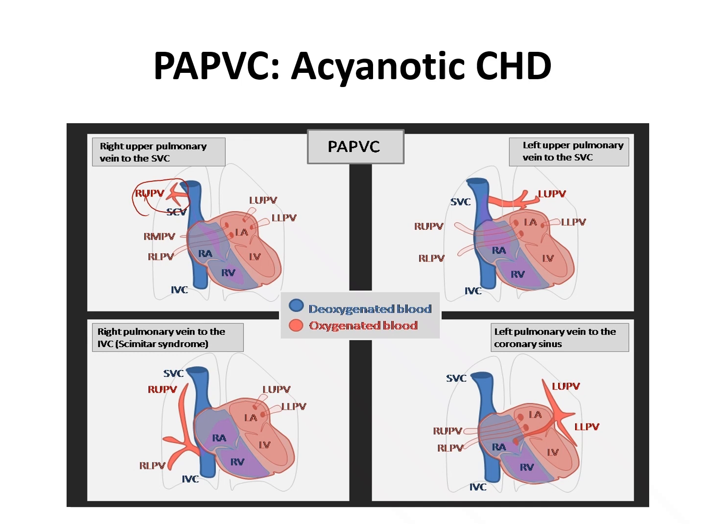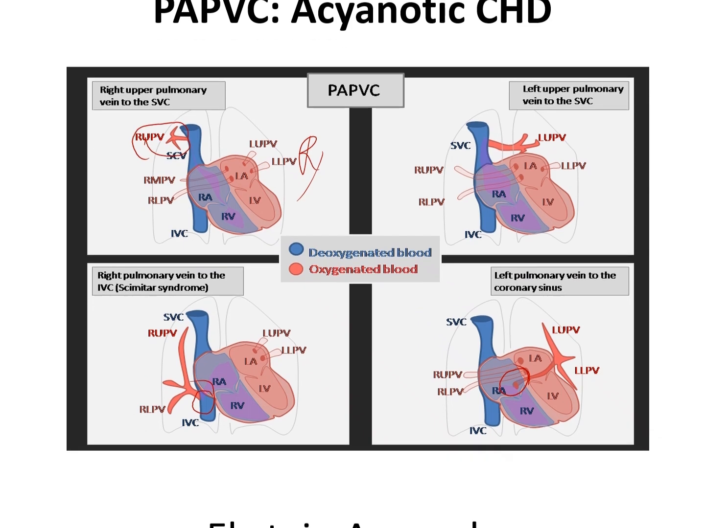As we can see, the anomalous vein can drain into the superior vena cava or the inferior vena cava or coronary sinus. As we can see here, this is the coronary sinus, inferior vena cava or superior vena cava. It is most commonly on the right side, but it can also be seen on the left side.